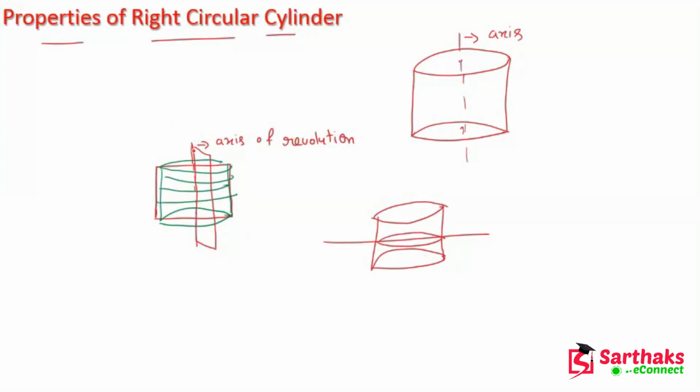And if we cut the cylinder by a plane vertically, then we get this section which is rectangle in shape. I hope my dear friends understand these things.